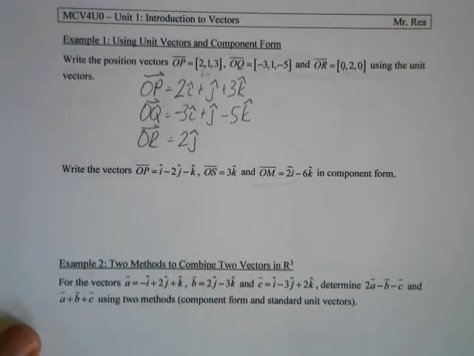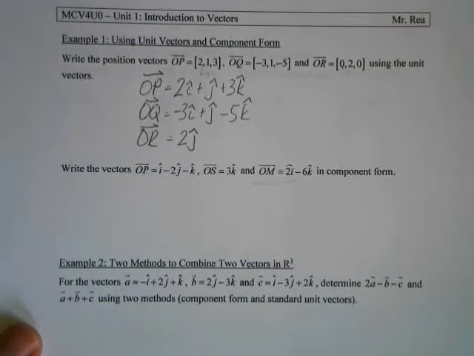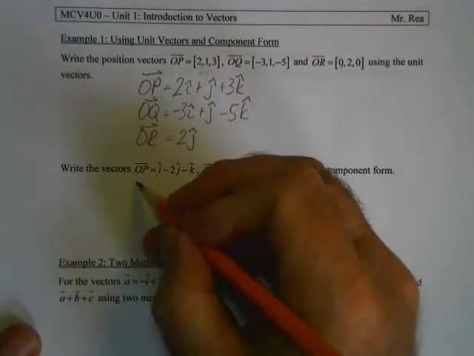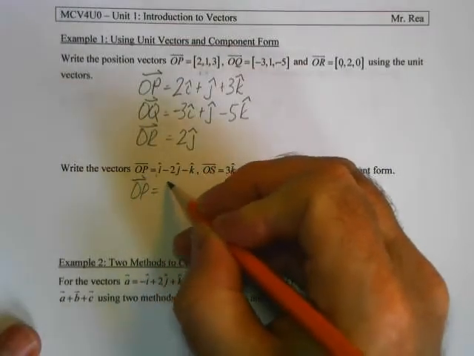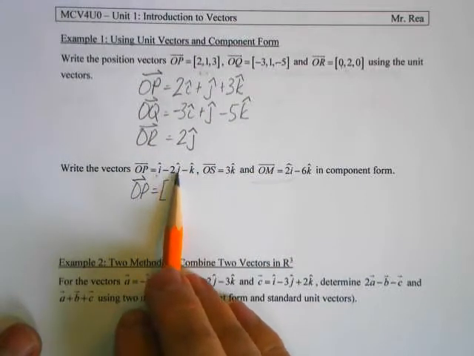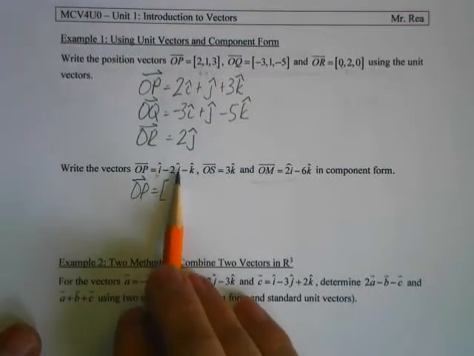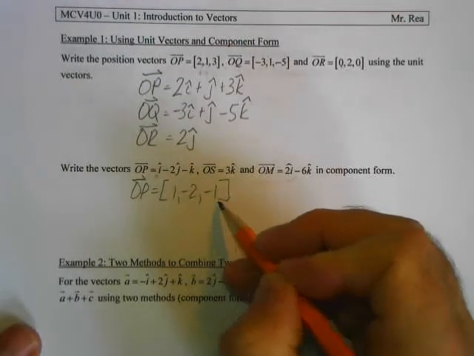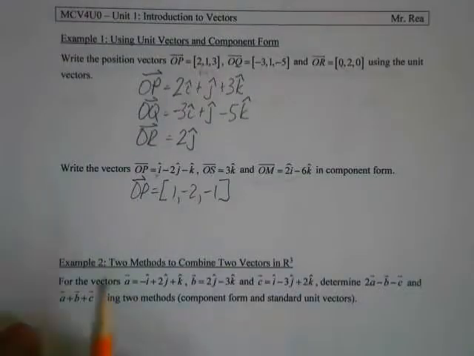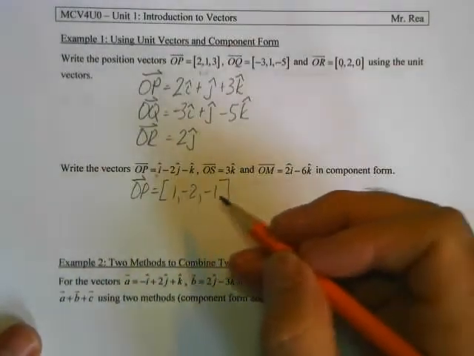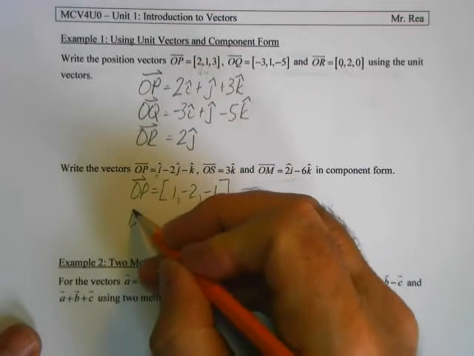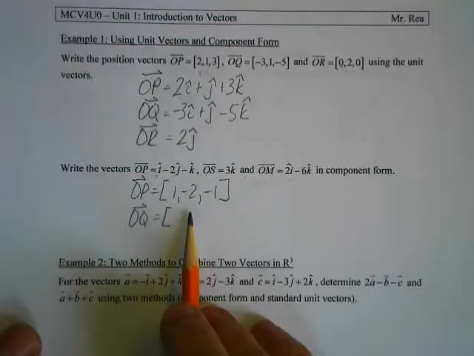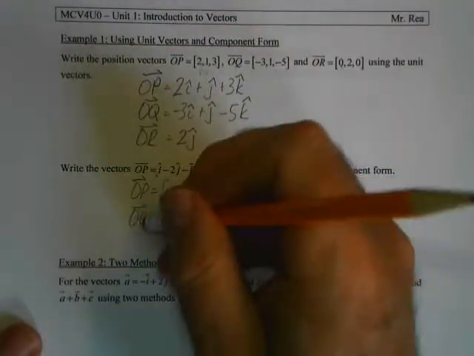Okay, now this part goes the other direction. We have these vectors in terms of unit vectors i hat, j hat, k hat. We want to write them in component form, so this is just going the other direction. So OP, looking at the multipliers of i hat, j hat, k hat, it'd be 1, negative 2, negative 1. Make sure you put them in square brackets because that identifies the vector instead of the point. Then we have OQ. So if I'm looking at it's OS. Sorry.